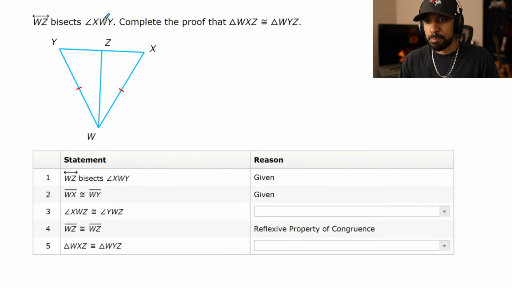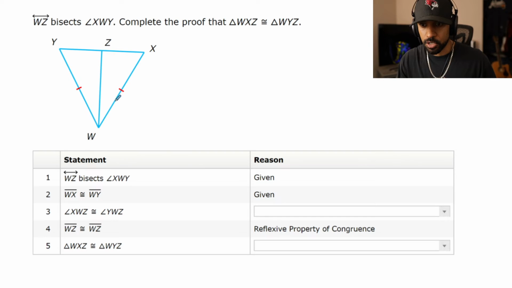Line WZ bisects angle XWY. Here's angle XWY right here. Here's the bisector. A bisector, again, divides the angle into two congruent parts, so I'll make sure to label that once it comes down to see that statement. Bisector given. It's also marked up and given that these two segments are congruent to each other. Okay, we're getting to that statement now.